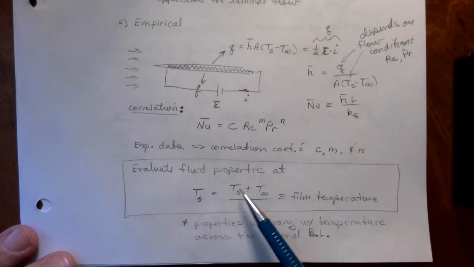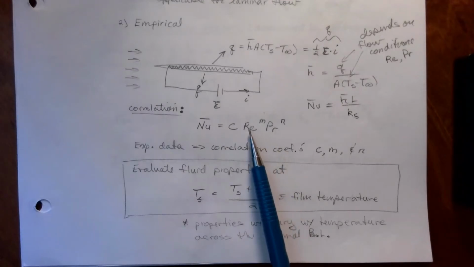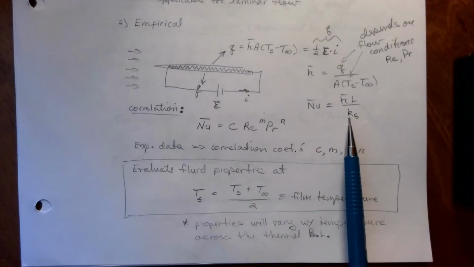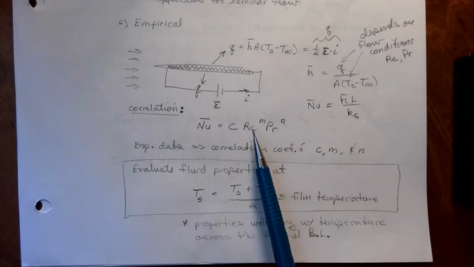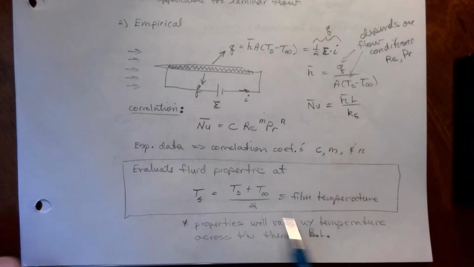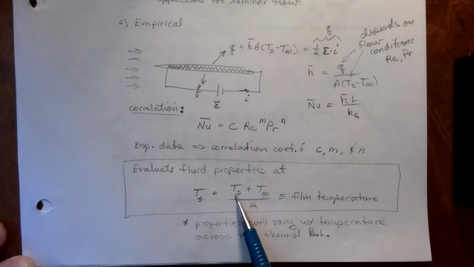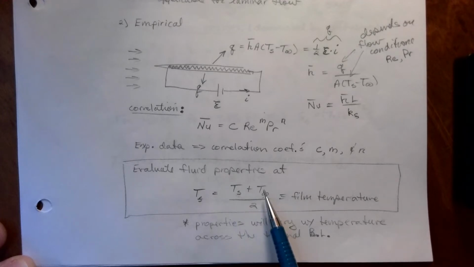Another thing to point out that's very important is when the experimenters do this correlation, they need values of the properties. For example, this k_f that shows up here, also nu that shows up in the Reynolds number, even that Prandtl number. All of those properties are evaluated at the average temperature. So the fluid is not at T average over the entire domain. Inside the boundary layer, the temperature gets closer and closer to T_s until on the surface, the temperature of the fluid is actually T_s. So we use an average.